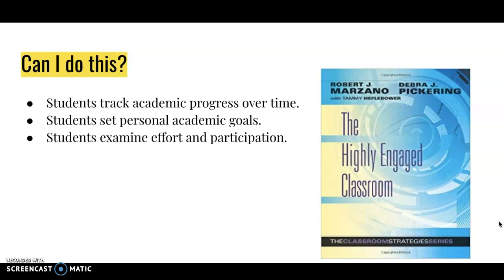If you haven't read this book, the 4 questions are, how do I feel and am I interested? If they answer positively to that question, then the teacher has the student's attention. But the last 2 questions are, is it important and can I do this? And if the students answer positively to both of those, that creates an engaged classroom according to Marzano and Pickering. So things that both Marzano and Pickering state as helping students respond positively to the question, can I do this, is asking students to track their academic progress over time.